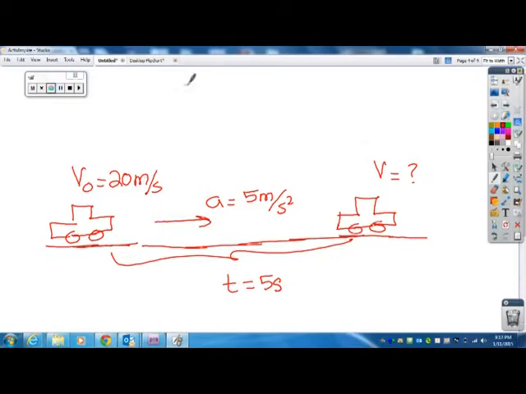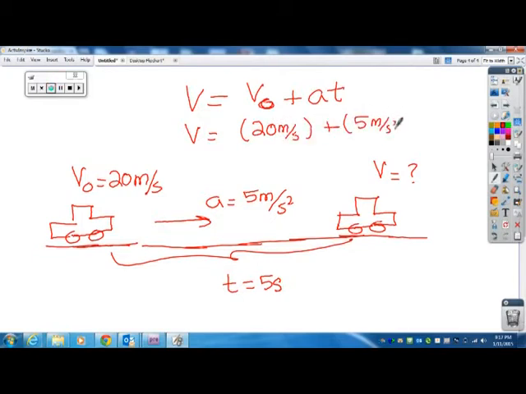Or you can simply use one of your kinematics equations. You say final velocity is equal to initial velocity plus acceleration times time. Your final velocity is going to be solved by putting in your initial velocity, which is 20 meters per second. Your acceleration is 5 meters per second squared, and your time is 5 seconds.